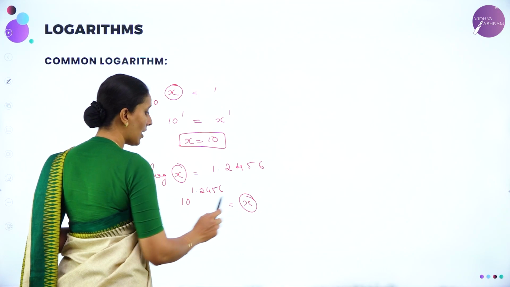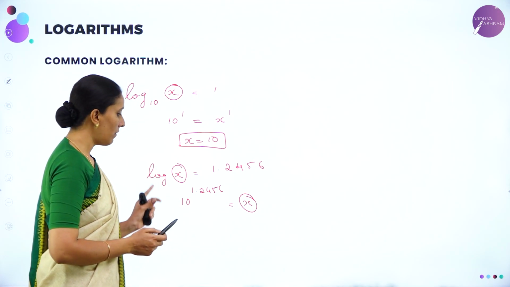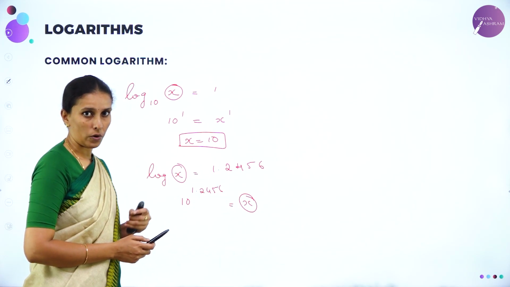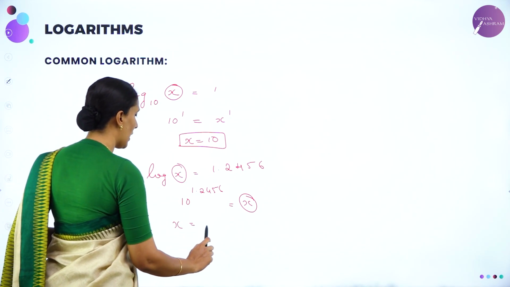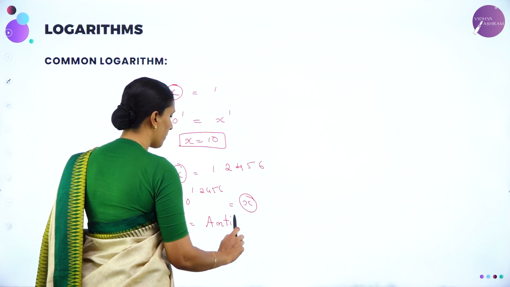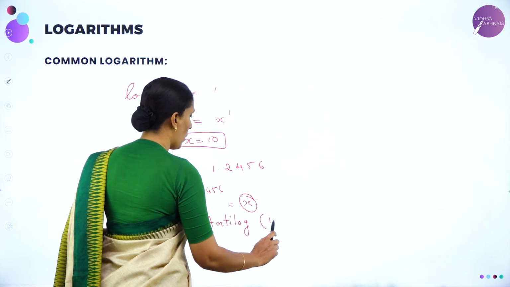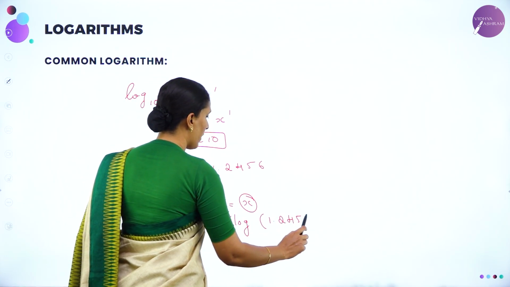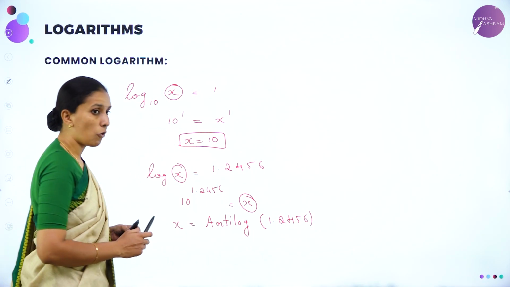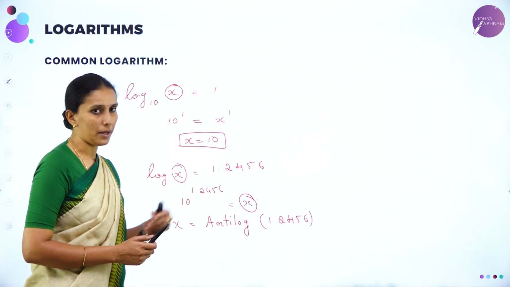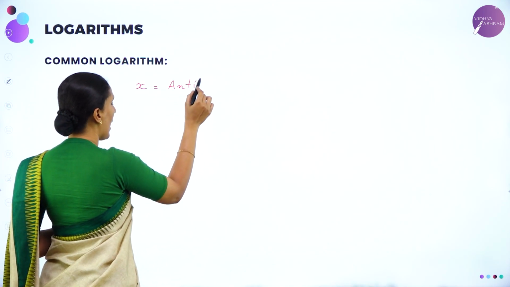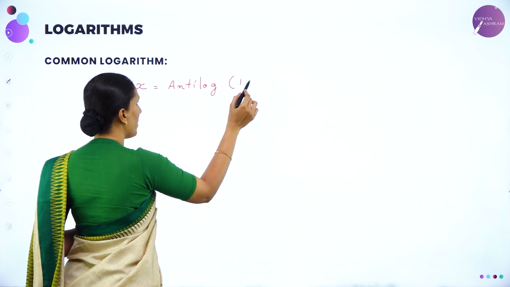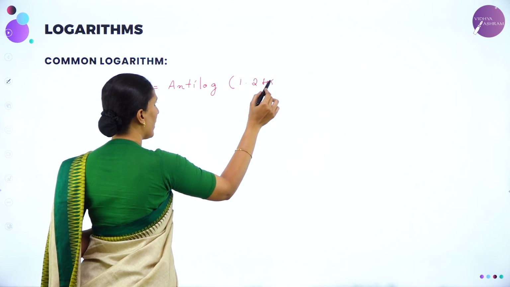But how to find the value of x here? So here we will use the concept of anti-log. Now here if we need x, then x can be written as anti-log of 1.2456. Now let us study how to find the anti-log of the given number. Now we have taken x is equal to anti-log of 1.2456.